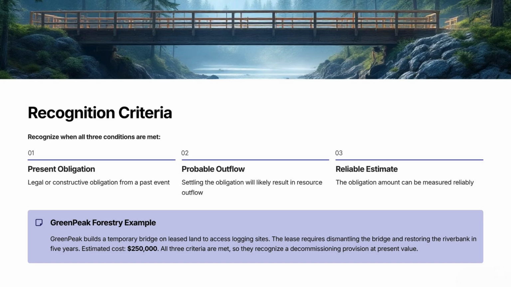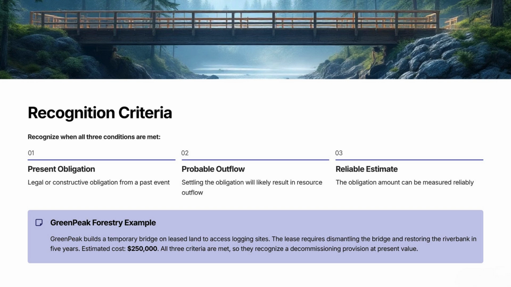Under IFRS, you recognize a decommissioning provision when all three conditions are met. 1. There's a present obligation, legal or constructive, from a past event. 2. It's probable that settling the obligation will result in an outflow of resources. 3. A reliable estimate of the obligation can be made. At the same time, the related asset is recognized under IAS 16, Property, Plant, and Equipment, because decommissioning costs are part of the asset's total cost.